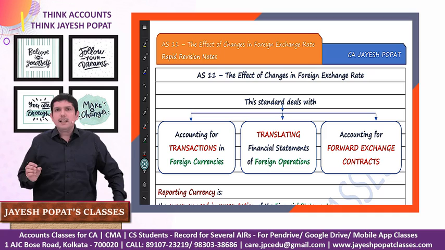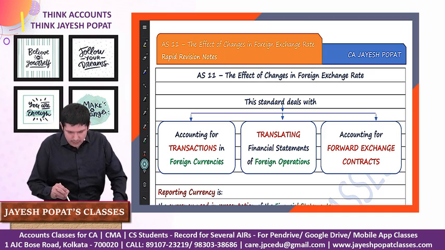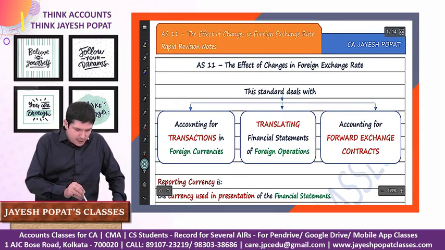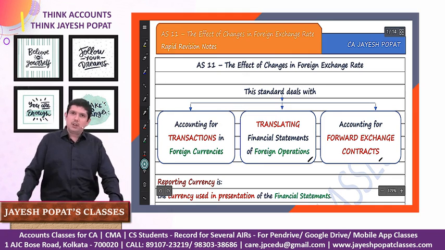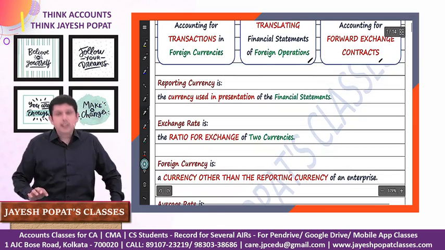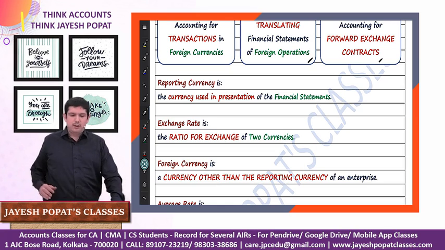So this standard basically gives us guidance to deal with three particular items. One, accounting for transaction in foreign currencies, translating financial statements of foreign operations, and accounting for forward exchange contract. We'll cover things one by one, but before getting there, we'll first look at some very important definitions which will be useful while we are doing these three topics.